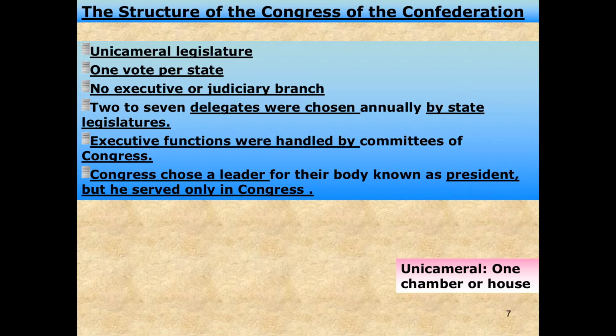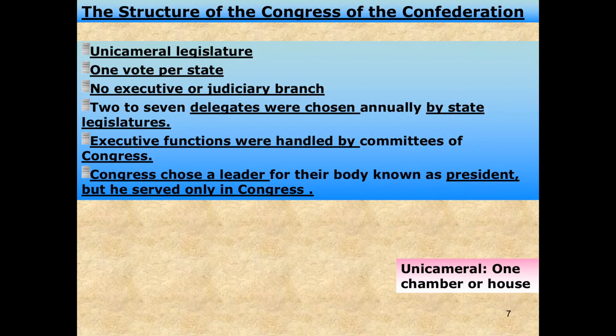So the Articles, the problems don't stop there. They're only going to have that legislative branch. They're not going to have an executive or judicial branch. Hell, we don't even have a president of the United States at that time. We have the president of Congress. That's it.